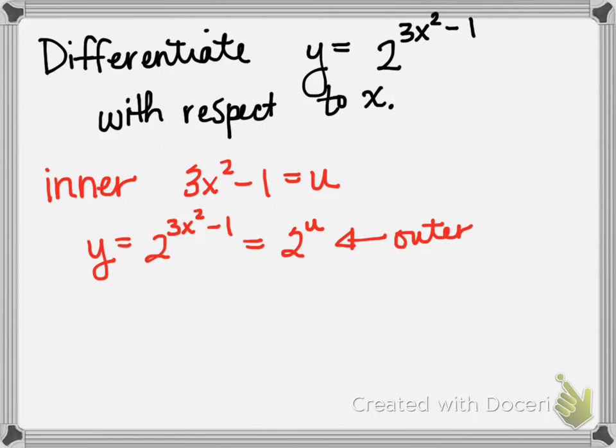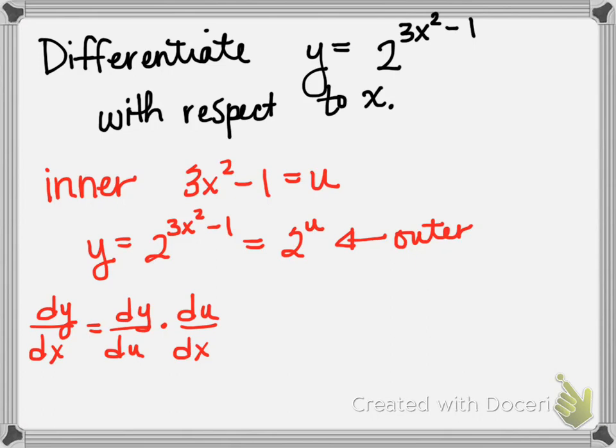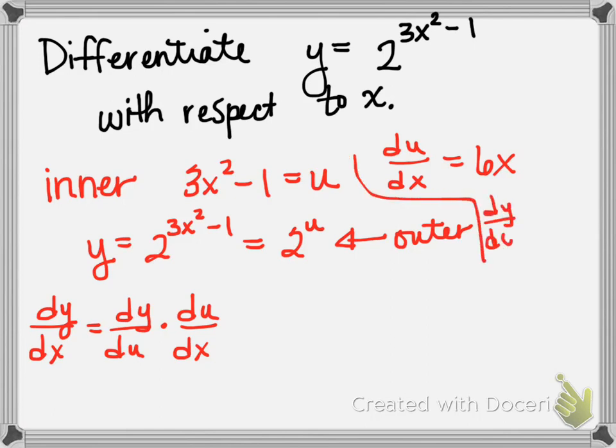Okay. Our next step is going to be to compute du/dx and dy/du in order to use the chain rule. So du/dx is the derivative of the inner function u with respect to x, which is 6x, and dy/du is the derivative of 2 to the u with respect to u, which is 2 to the u times the natural log of 2.